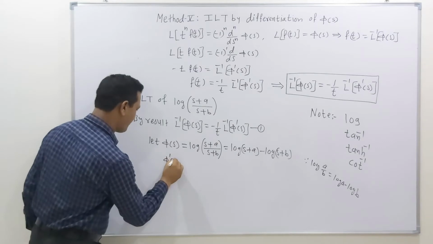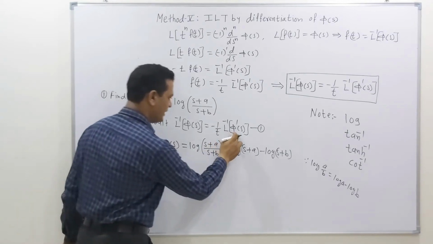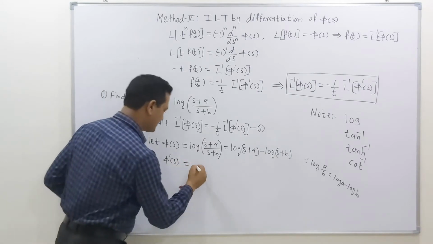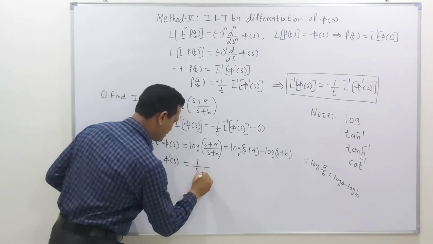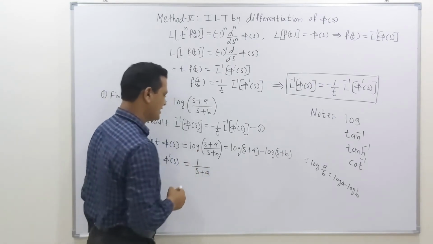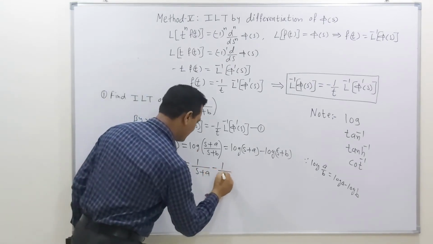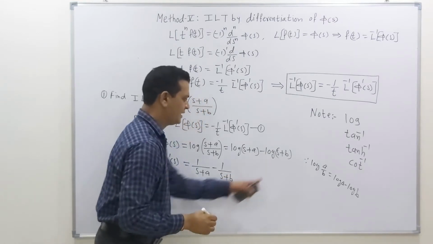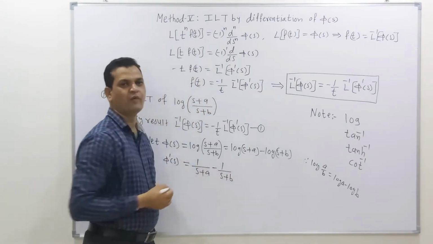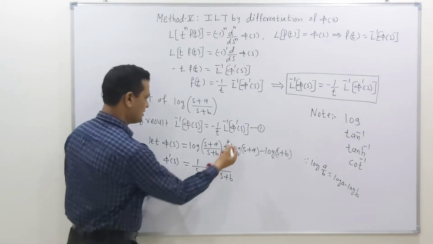Now our aim is to find the value of phi dash of s from this equation. So phi dash of s is equal to, since the derivative of log x is 1 upon x, the derivative of log of (s plus a) is 1 upon (s plus a), minus 1 upon (s plus b). The derivative of s plus b is 1, so that's why the numerator is 1 in both cases. So this is the value of phi dash of s.